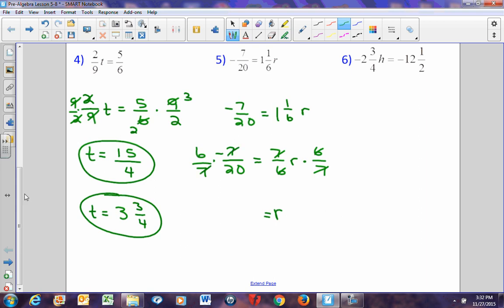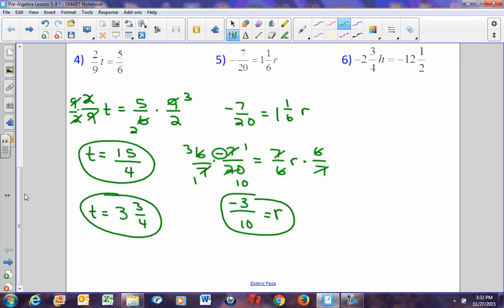Here, 7 goes into itself once. Let's see, 2 goes into 6 3 times, 2 goes into 20 10 times. So I'll end up with 3 times negative 1 is negative 3. 10 times 1 is 10. Don't lose your negative signs. I knew my negative sign was right there, and I didn't lose it somewhere in the problem.